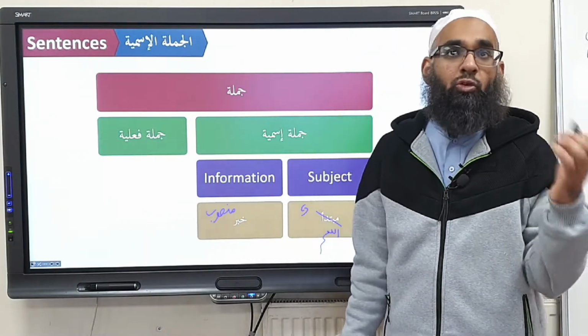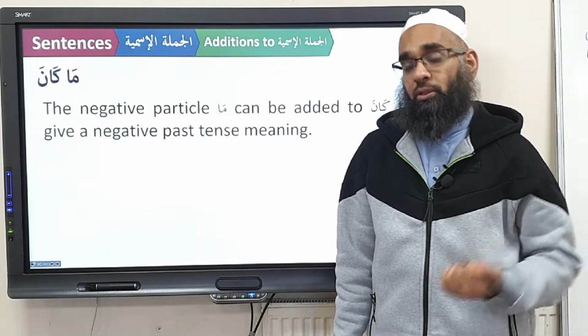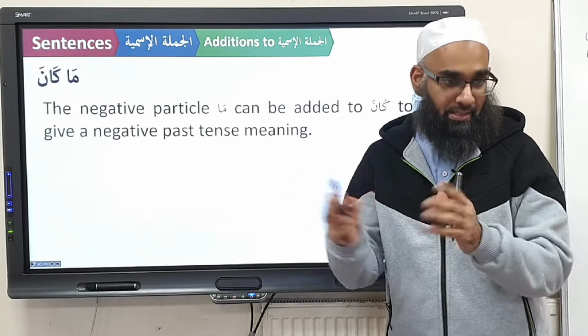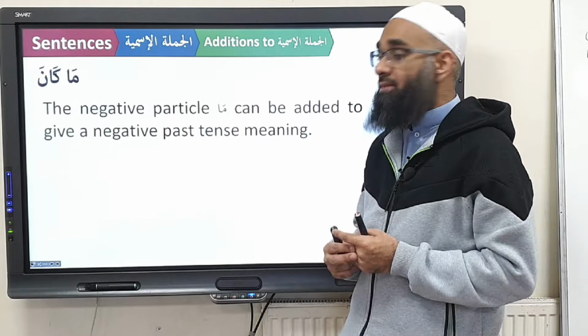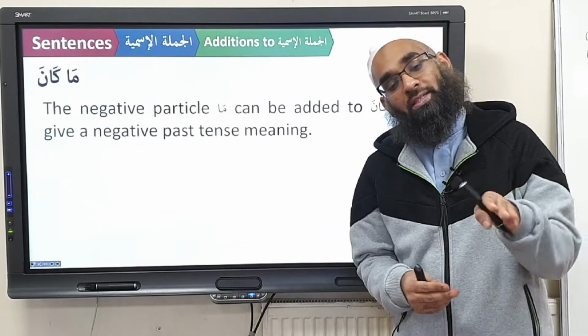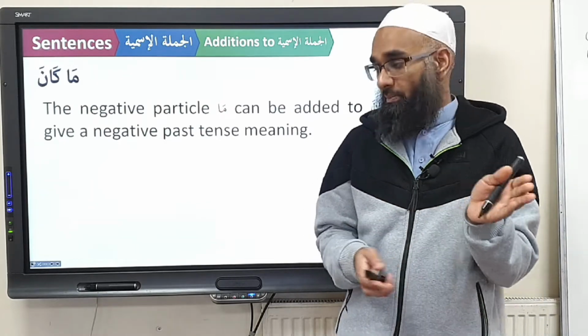Now whilst we're here, there are a few more rules we want to expand on. We have studied in verbs that kana is a fa'lu naqis and it's madhi, in the past tense. So if you add kana, it means was. If you add the negative particle ma to kana, what would it do? It would make the was what? Negative.